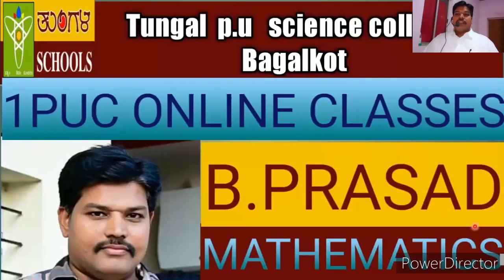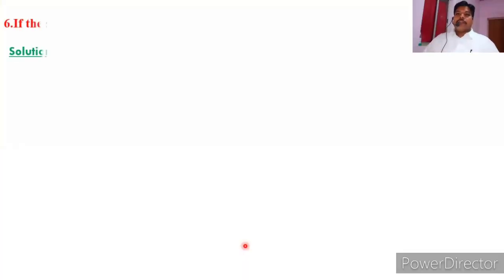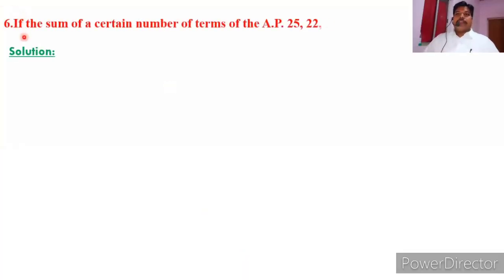See students, in the previous class we have completed the fifth question. So today we are going to start the sixth question. See the question number 6. What is question number 6? If the sum of a certain number of terms of the arithmetic progression 25, 22, 19 and so on is 116.